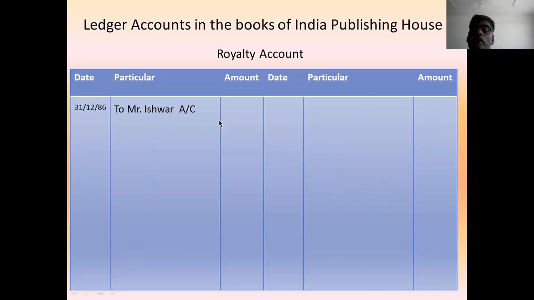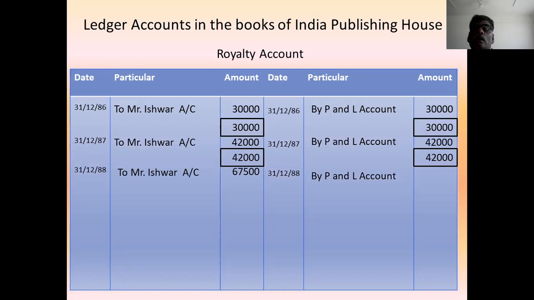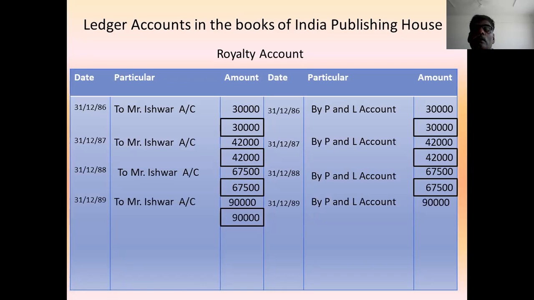I will not repeat this again and again. To Ishwar, the lessor, the amount is from the royalty column. By P&L account, the amount is from the royalty column. Like this, you write the amounts. You see the table and take the amount and date, one line for each year.